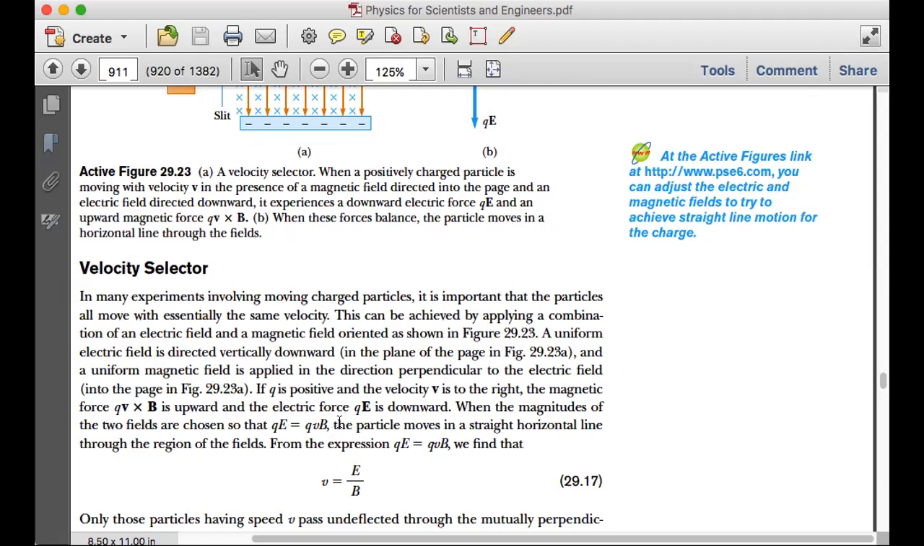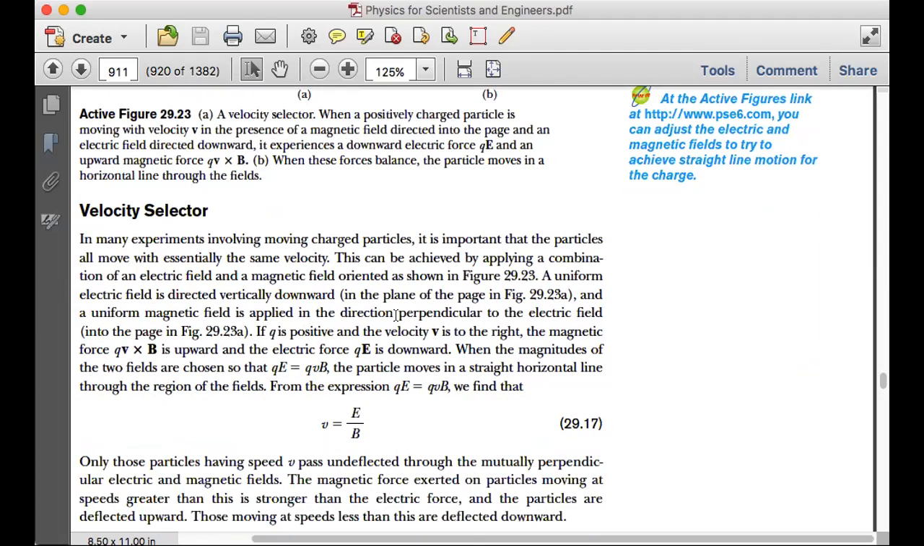Usually this selector is used for elementary particles. Elementary particles are particles which we cannot see with the bare eyes.